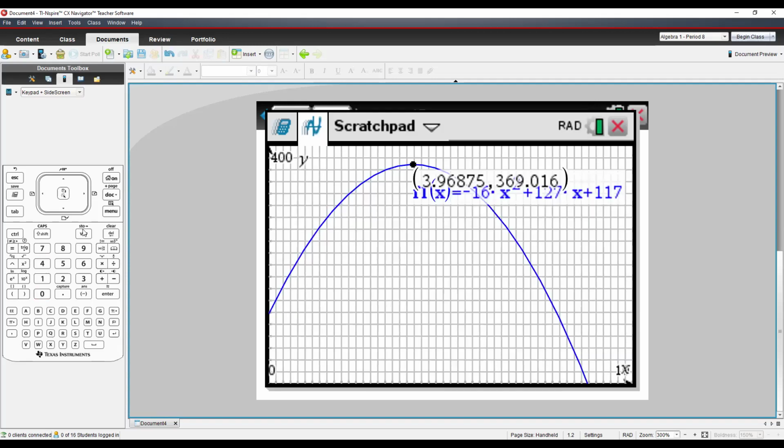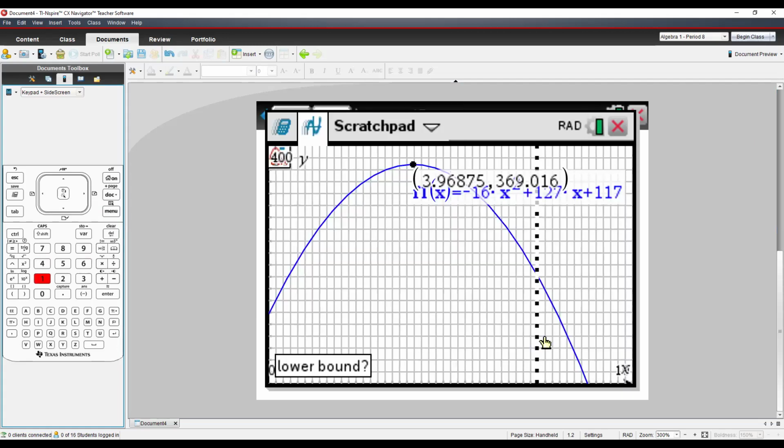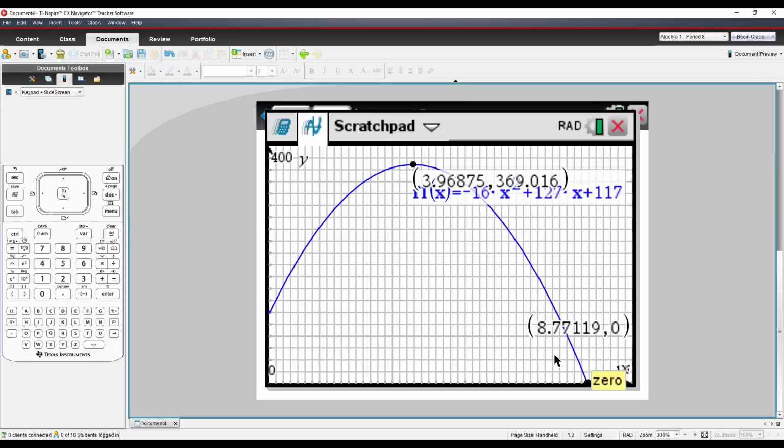Now I need to find the 0, so I'm just going to do menu 6 1, and I want the right 0. So boom, it tells me it was 8.77119 seconds. That's how long it took to hit the ground. So that would be our answer. Now we have to round it to the hundredths place. The second 7 is in the hundredths place. You look to the right, it's 1. So 4 or below, you just let it go. So all you're going to have is 8.77 seconds.